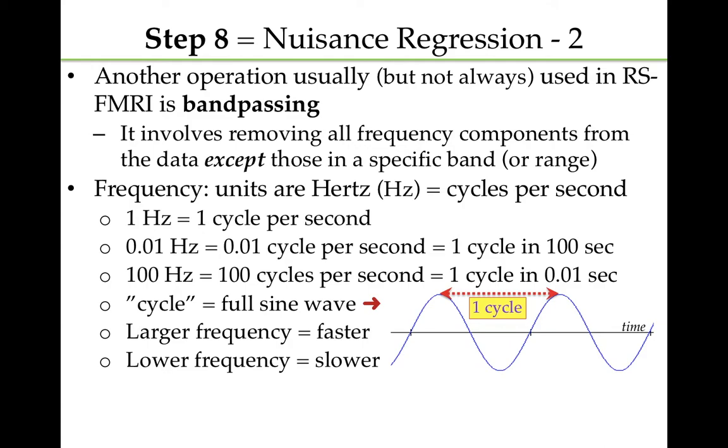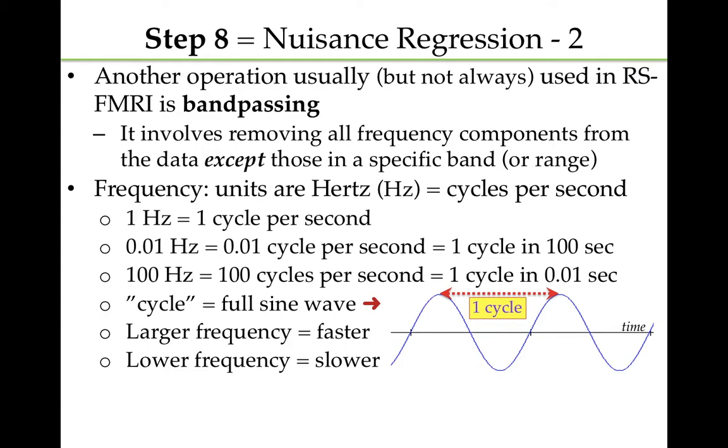If you're not an engineer and you haven't studied this, the units of frequency are called hertz, named after the famous German physicist Heinrich Hertz, the first person to detect radio waves. And the unit of a hertz is a cycle per second. A cycle is one full sine wave up and down, peak to peak, as in the picture. 1 hertz is 1 cycle per second.